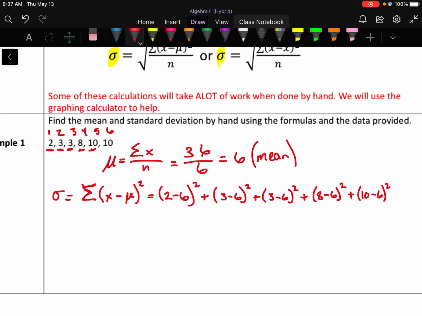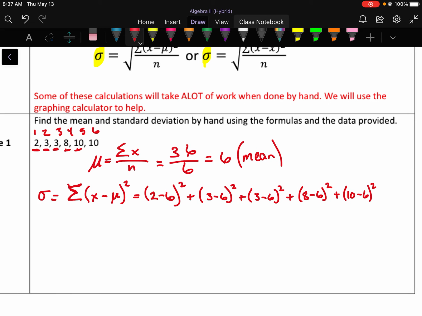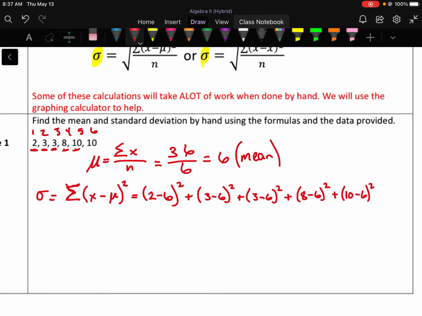So you go through and you take each data point, you subtract the average, and you square it. That's the first part. We have one more, so plus 10 minus 6 squared again. So let's add these up quick. So 2 minus 6 up here in the front. 2 minus 6 is negative 4. Negative 4 squared is positive 16. 3 minus 6 is negative 3. Negative 3 squared is 9. So we get another 9 here.